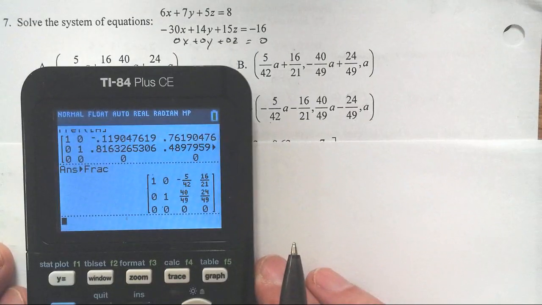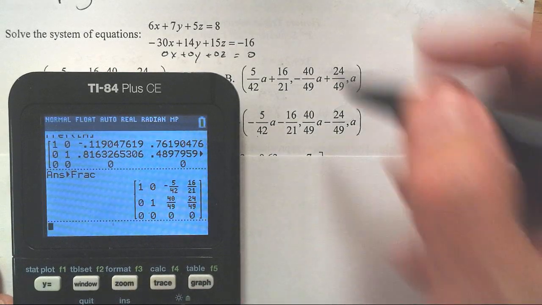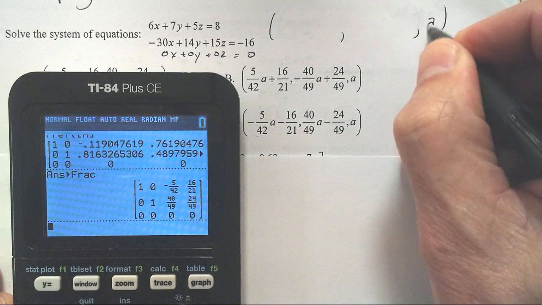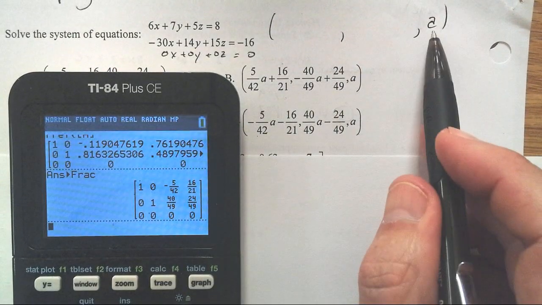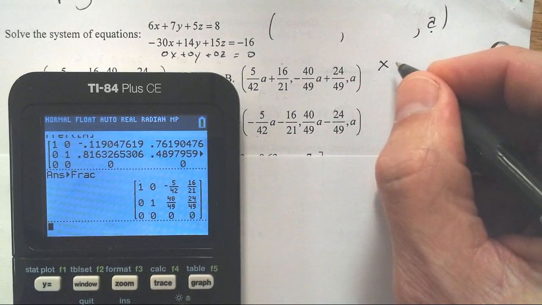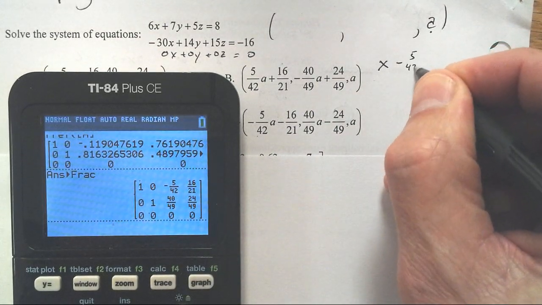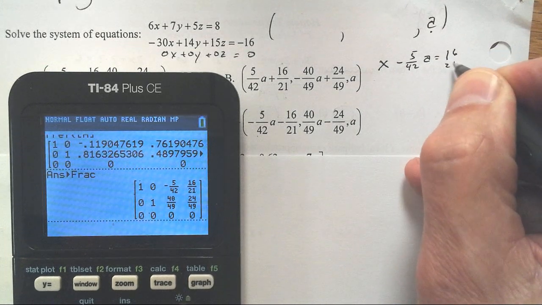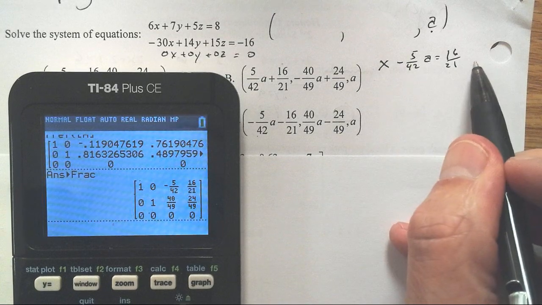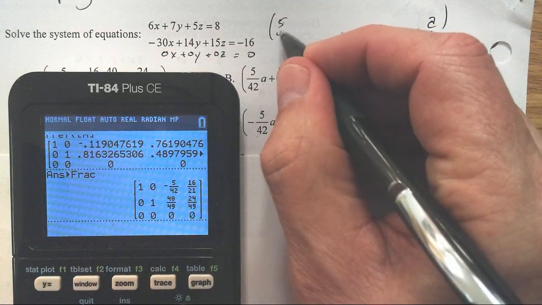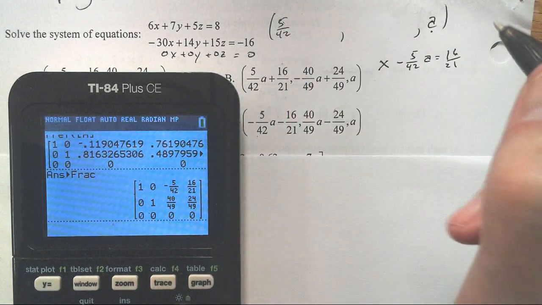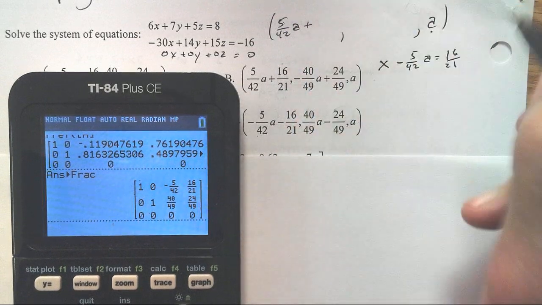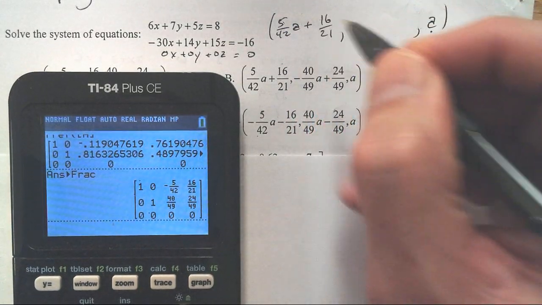Because the bottom row is all zeros, that means I'm going to have a point generator, something I'm calling a. So my first equation is 1x minus 5 42nds z, but I'm going to use a for z. So a equals 16 21sts, or add 5 42nds a and I get x equals 5 42nds a joins a 16 on 21.